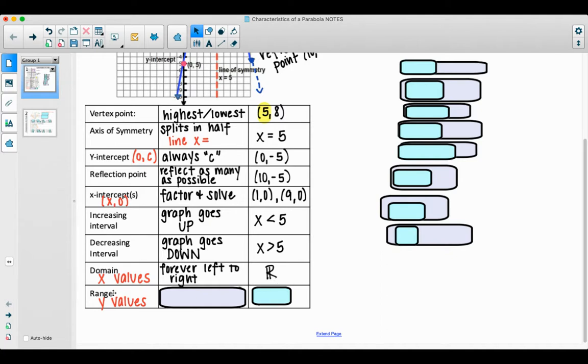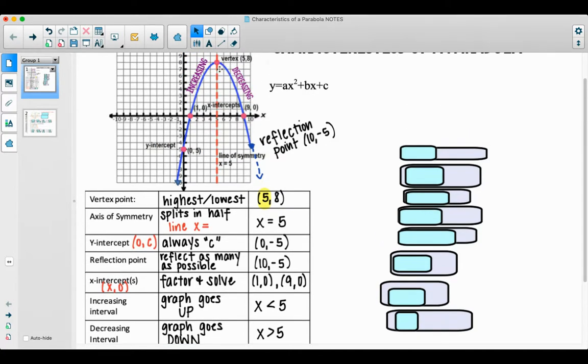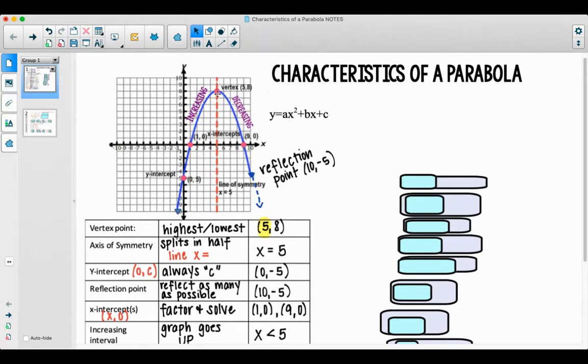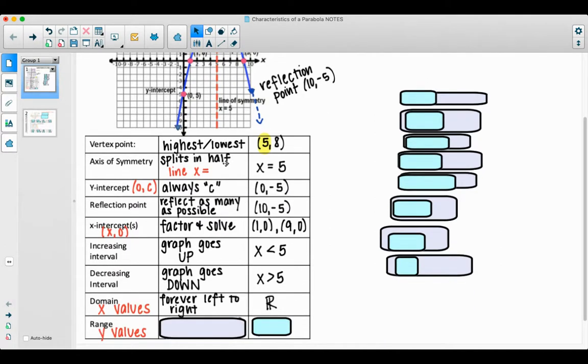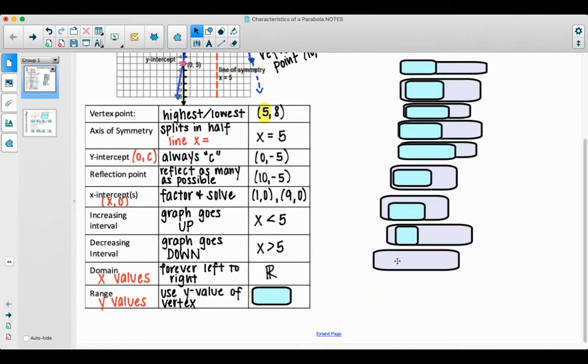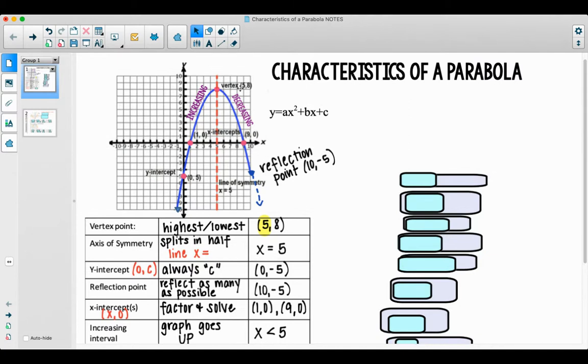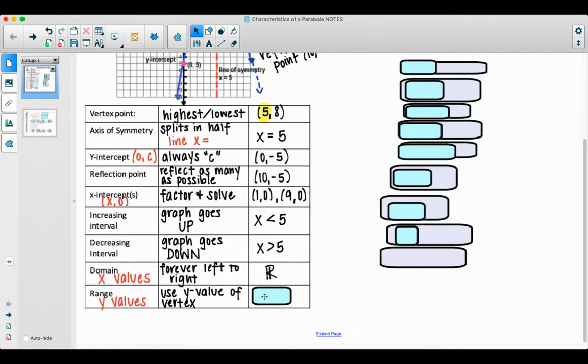But when I look at my range, we want to go bottom to top. And notice that I have this kind of stopping point here, right at that vertex 5, 8. There's nothing greater y value-wise than 8. So when we talk about the range, we use that y value of the vertex. In this case, because we have this maximum at 5, 8, the y values are all these values like -5 and 0 and +2. There's nothing greater than that +8. So we would say that y is less than or equal to 8.